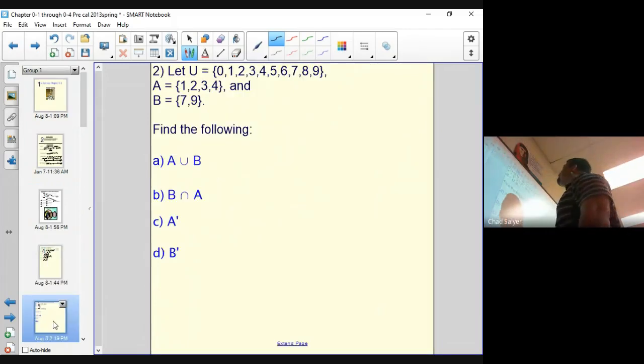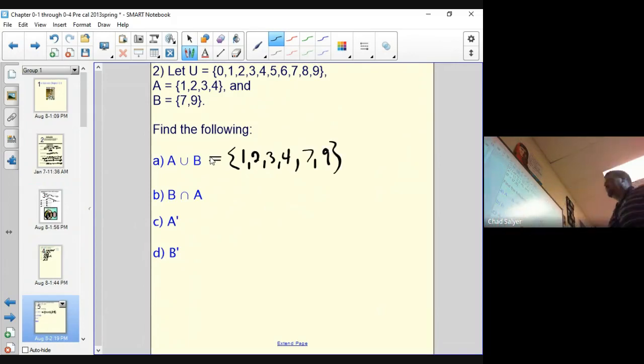Okay, so let's do some work with sets. Let U equal this. So this is our universal set in this scenario. Set A is going to be elements 1, 2, 3, and 4. Set B is going to be elements 7 and 9. So let's find A union B. In other words, every element that's in either A or B. So that's going to be 1, 2, 3, 4, 7, and 9. So that's every element that's in either A or B.